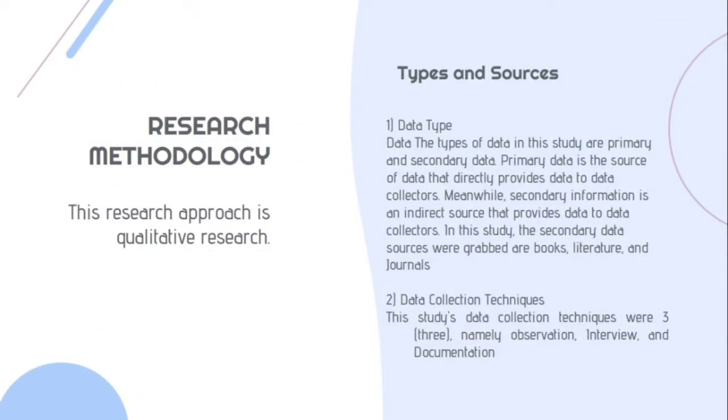Research methodology. This research approach is qualitative research. Type and source of data. 1. Data type. The types of data in this study are primary and secondary data. Primary data is a source of data that directly provides data to the data collector. Meanwhile, secondary data is an indirect source that provides data to the data collector. In this study, the secondary data sources were books, literature, and journals.